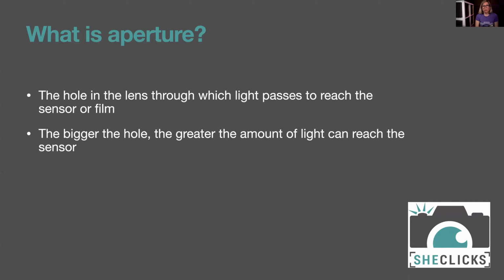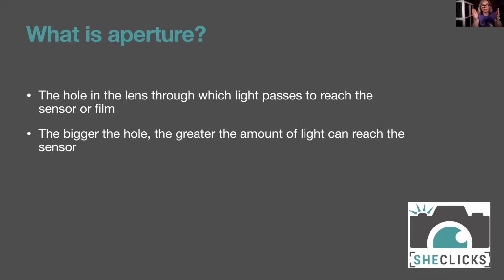The bigger the hole, the greater the amount of light can reach the sensor. Now, I tend to think of this as a hose pipe. If you have a big fat hose pipe and obviously lots of water pressure, then you'll be able to fill a bucket much quicker than if you have a little narrow hose pipe. So I think of it that way.